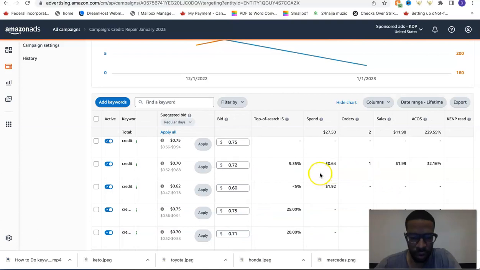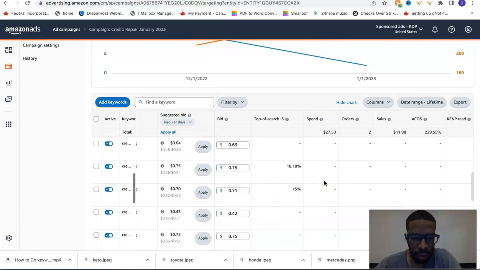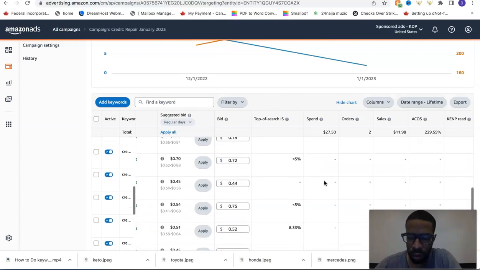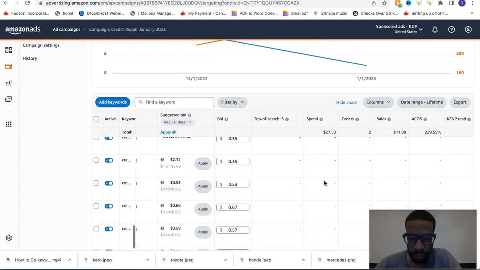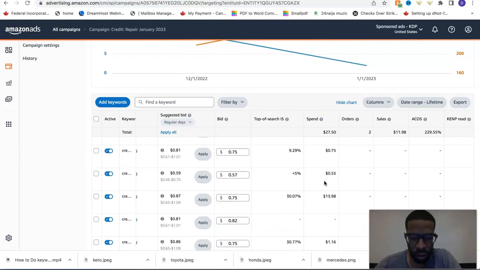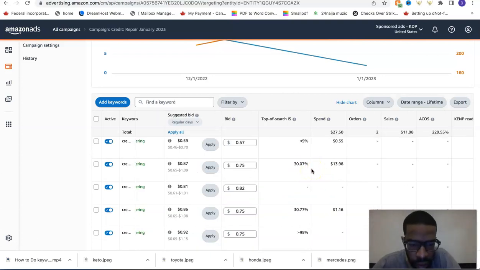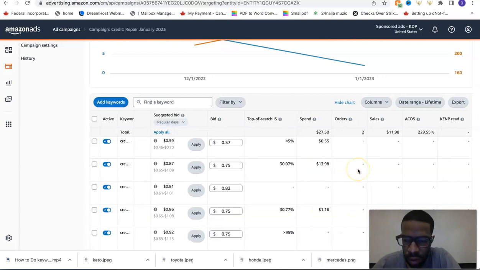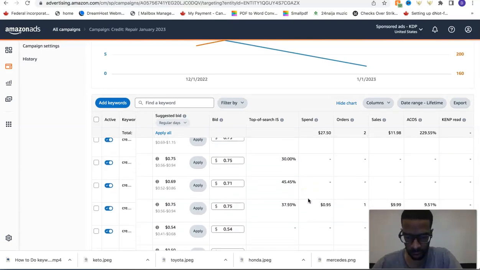So this one seemed to work, but not this one. So I spent $27, but where? How did this jump to $13? So this seems like it's costing a lot. But I think that's one of the previous words.